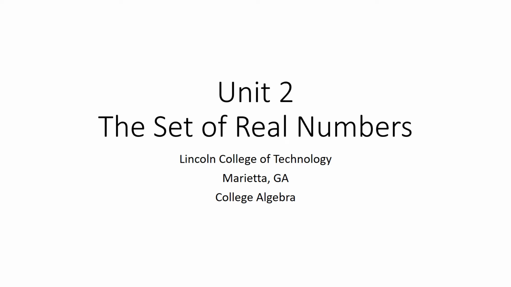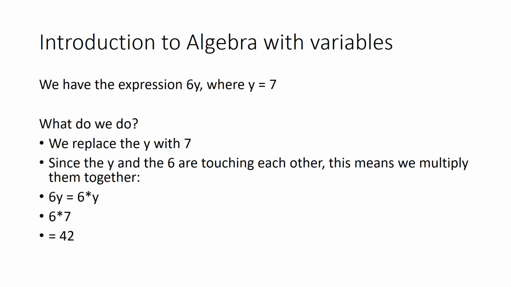Unit 2, the set of real numbers. When we have expressions, this includes variables as well as numbers. This is the basis of algebra. Finding an unknown and then putting a component in there to get a solution. The expression 6y, where y equals 7. Well, wherever we see the y, we put a 7.